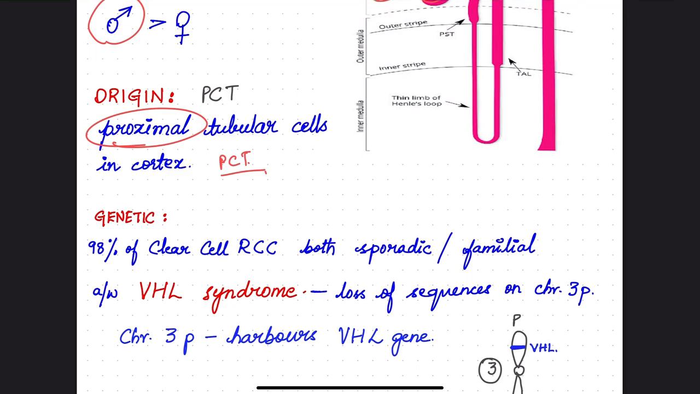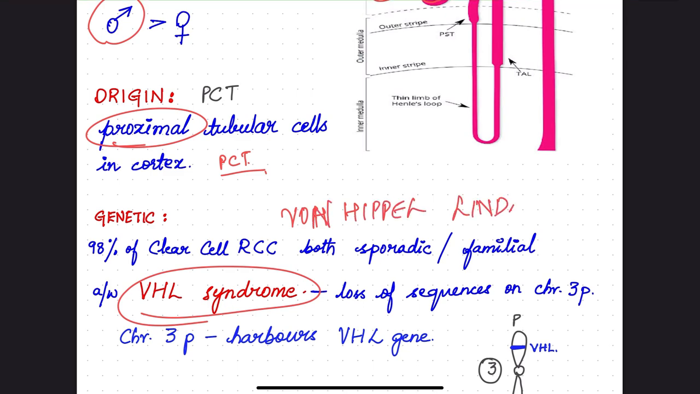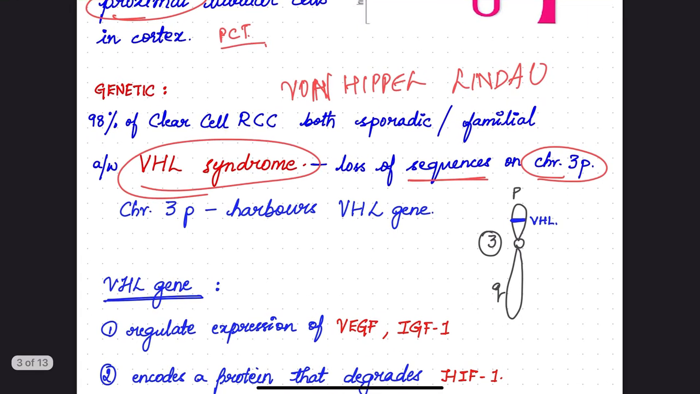Coming to the genetic causes, 98% of the clear cell variants, which can be both sporadic or familial, are associated with VHL syndrome, the von Hippel-Lindau syndrome. In this syndrome, there is a loss of sequences on chromosome 3p, that is the short arm of chromosome 3. The short arm of chromosome 3 carries a gene called the VHL gene, the von Hippel-Lindau gene.